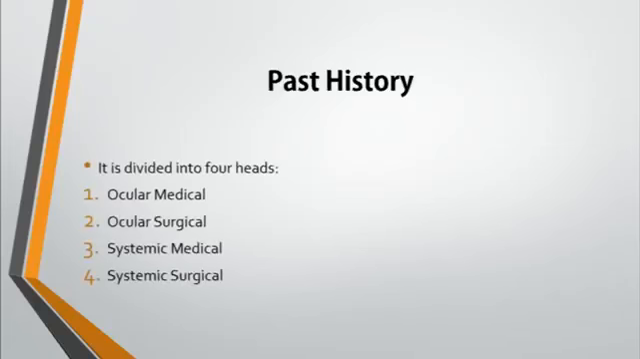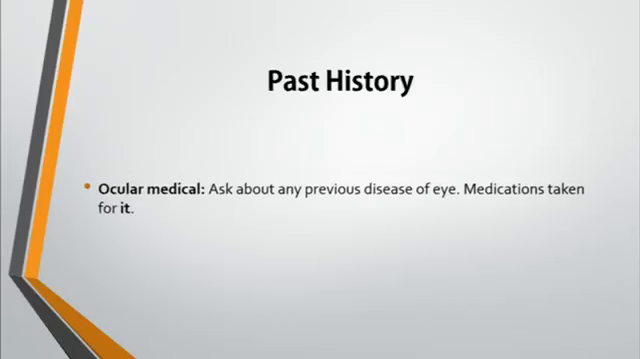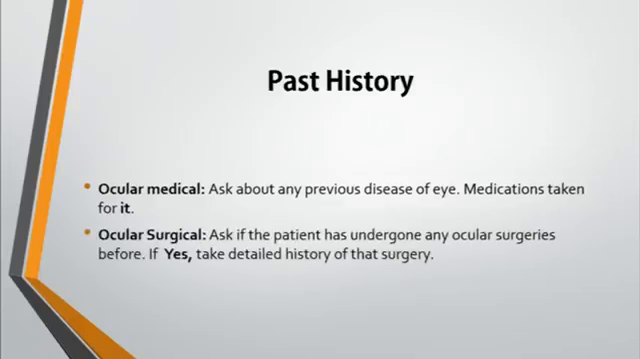Past history. It is divided into 4 heads: ocular medical, ocular surgical, systemic medical, systemic surgical. Ocular medical: ask about any previous disease of eye and medications taken for it. Ocular surgical: ask if the patient has undergone any ocular surgeries before. If yes, take detailed history of that surgery.